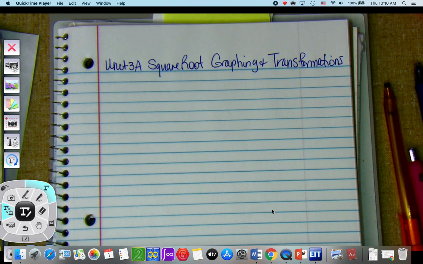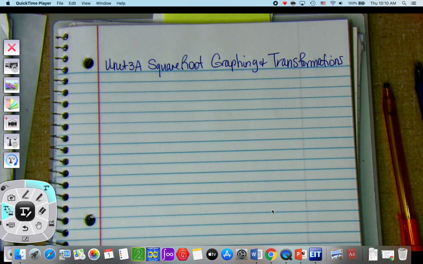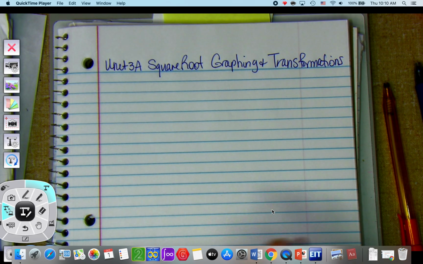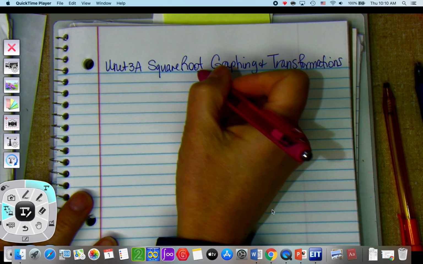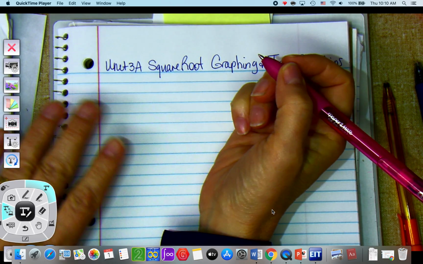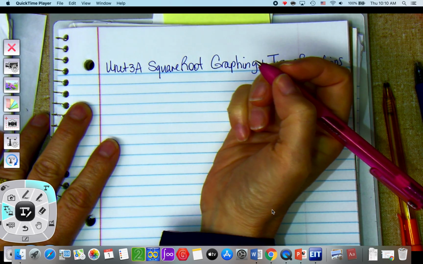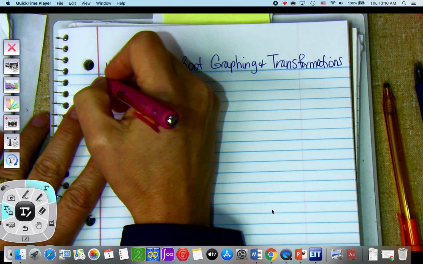Here we're going to talk about square root functions. We're going to graph them, and then we're also going to see transformations. Okay, so what is a square root function? All right. Well, you have some vocabulary words.